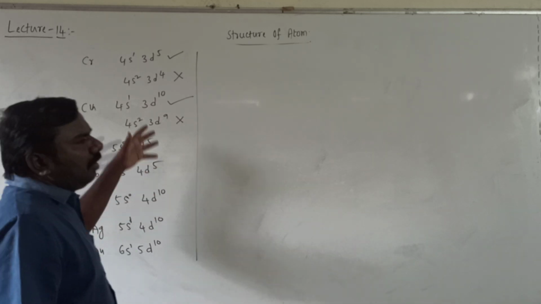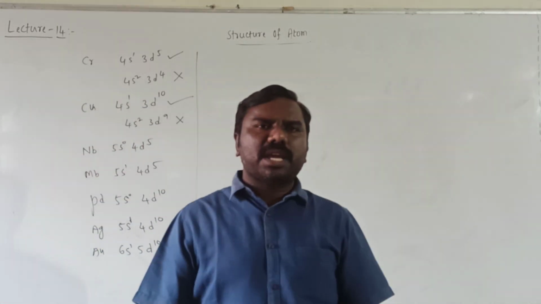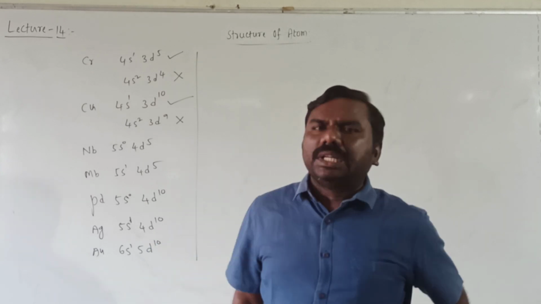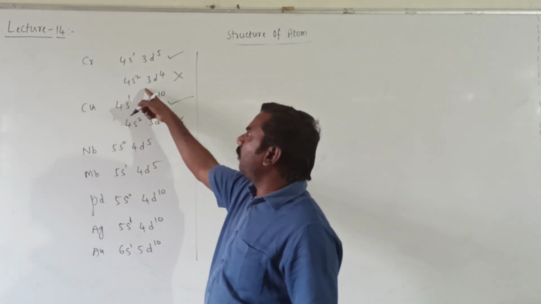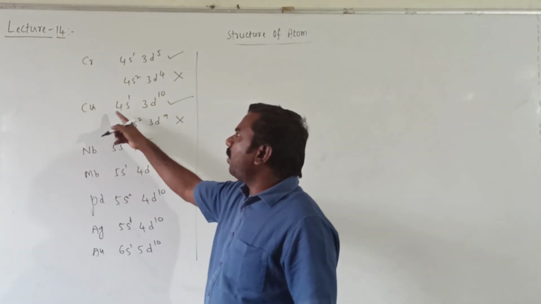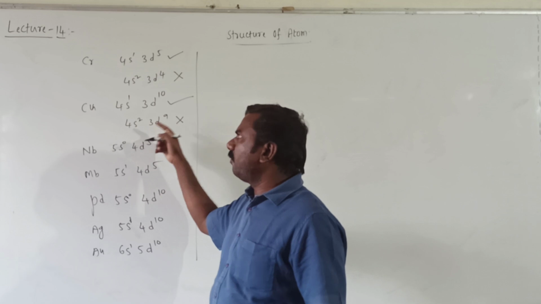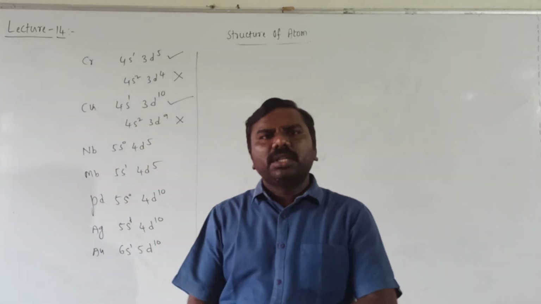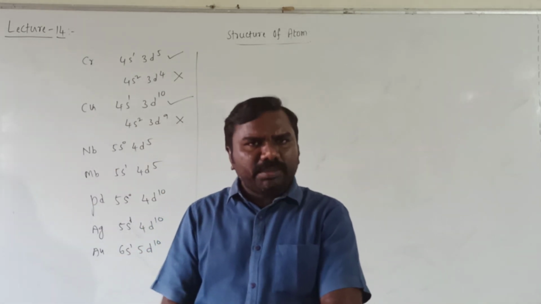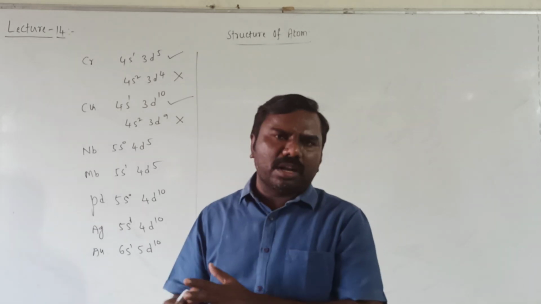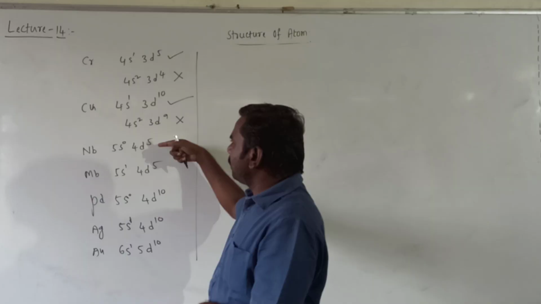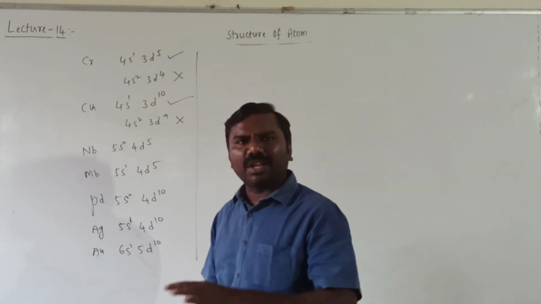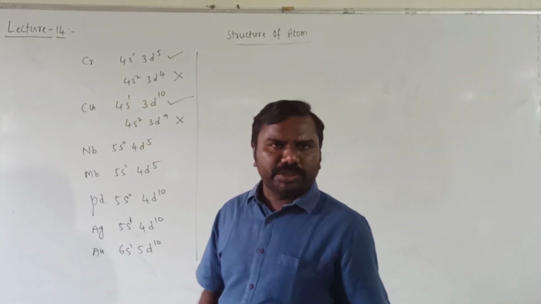Now, a few exceptional configurations I gave you, students, and you just follow this. Chromium is 4s1 3d5 but not 4s2 3d4. Copper is 4s1 3d10 but not 4s2 3d9, because they get stability from half filled or completely filled configurations. That's why these are the right configurations when compared with the normal configurations.